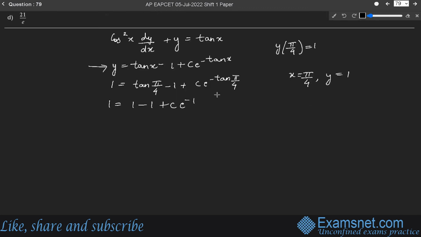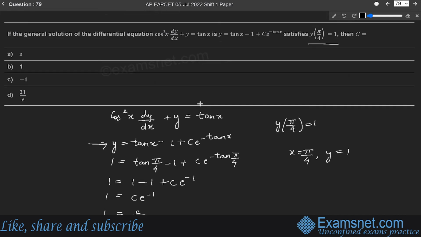On further solving, 1 minus 1 will be 0 here. So the remaining term will be 1 is equal to c into e power minus 1. Or we can say that 1 is equal to c upon e. So from here, c will be equal to e. So the value of c is e here. Therefore, the correct option is option number A.